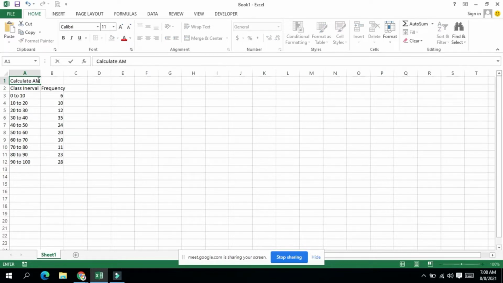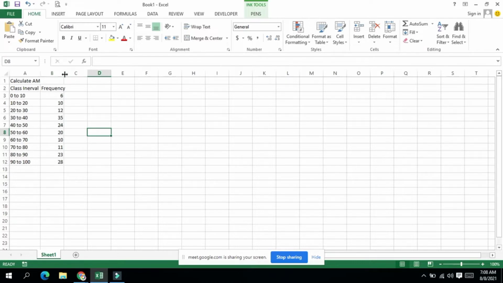arithmetic mean. So this is a question where we have class intervals and we have frequency. It is a continuous class interval, it starts from 0 to 10. Once the upper limit is 10, the next lower limit again starts with 10. So it is a continuous class interval. Okay, so we have frequency, right?